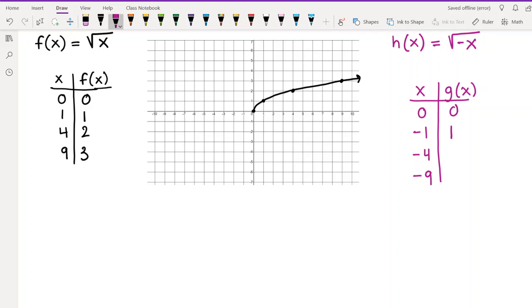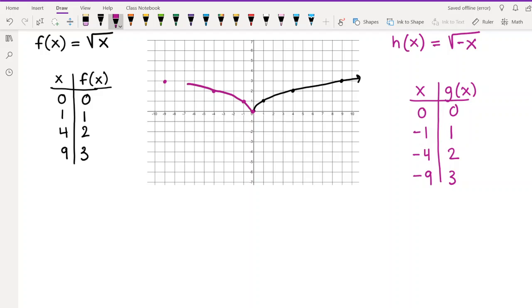If we plug in negative 4, as we just saw, we would have the square root of negative negative 4, which is the same as the square root of 4, which is 2. And finally, if we plug in negative 9, we have the square root of negative negative 9, which is the square root of positive 9, which is 3. Okay, so let's go and plot these points. We still have 0, 0. We now have negative 1, 1. We have negative 4, 2. And we have negative 9, 3.